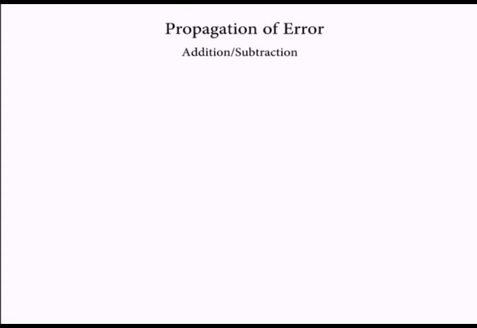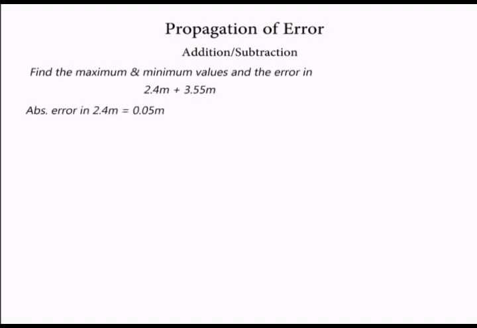Addition and subtraction. Find the maximum and minimum values and error in the following: 2.4 meters plus 3.55 meters. The absolute error in 2.4 meters is 0.05. By now I hope you can see where we are getting that from. And so we set the limits for these measurements, that is the upper limit and the lower limit, will be given by 2.4 plus or minus 0.05.